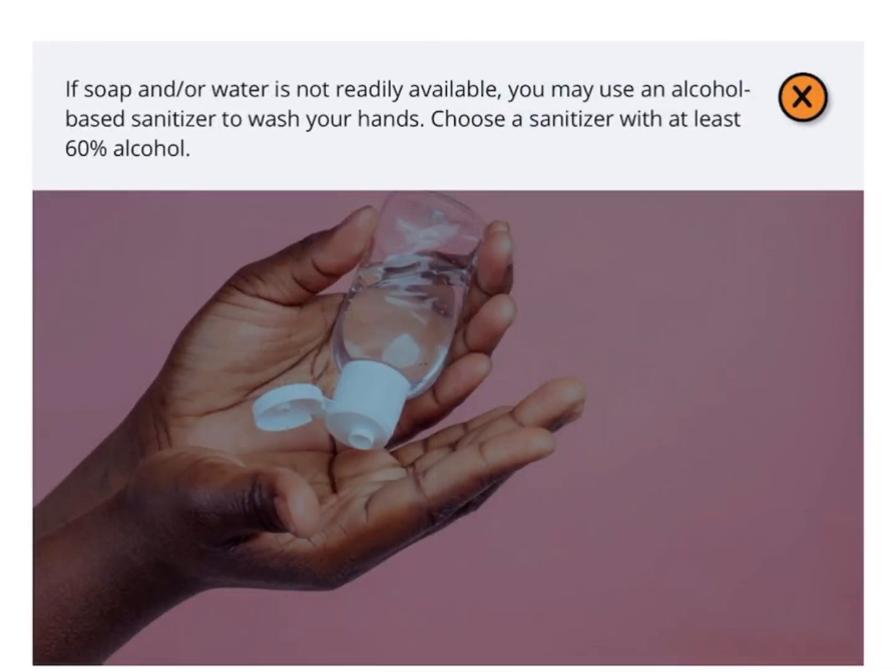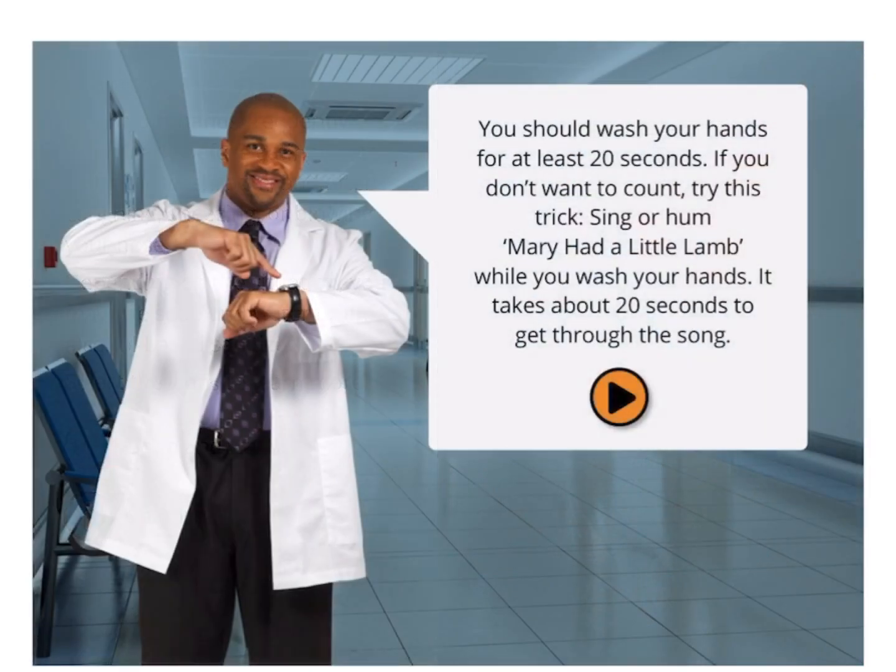If soap and/or water is not readily available, you may use an alcohol-based sanitizer to wash your hands. Choose a sanitizer with at least 60% alcohol. You should wash your hands for at least 20 seconds. If you don't want to count, try this trick. Sing or hum "Mary Had a Little Lamb" while you wash your hands. It takes about 20 seconds to get through the song.